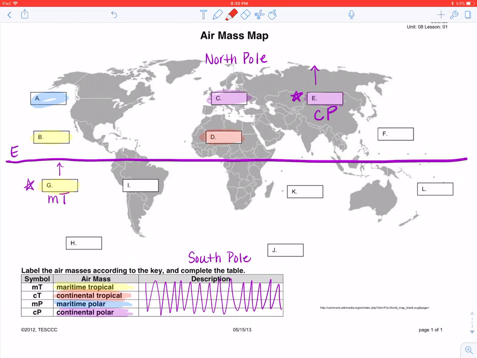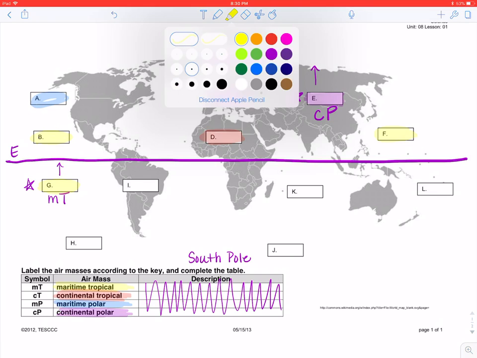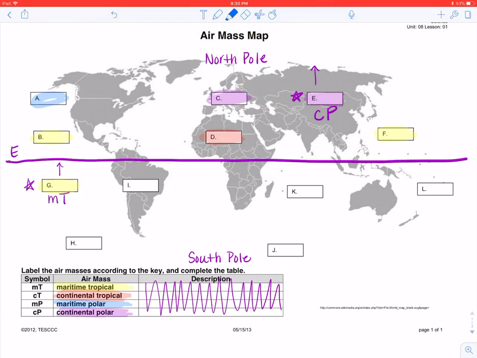Okay. F is close to the equator and over water, so it would be maritime tropical, which is yellow. H is over water, and it's also closer to the poles, so it would be maritime polar, which is blue. I is over land and close to the equator, so it's continental tropical, which is red.